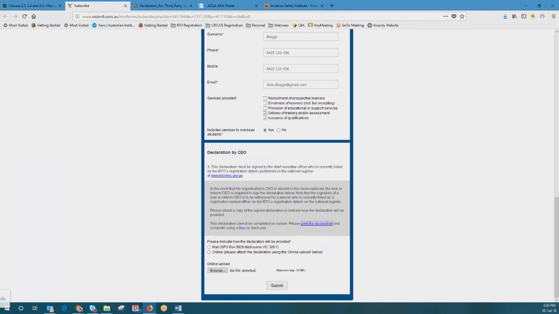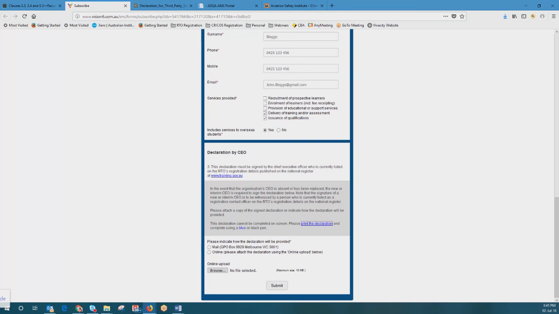Is this trainer assessor also recruiting students on your behalf? Are they setting up the delivery site where they're delivering training? Are they also responsible for any marketing materials where they're advertising on your behalf? If it's a no, then no. You don't need to notify ASQA. It's only where they're recruiting students on your behalf, as a trainer assessor.